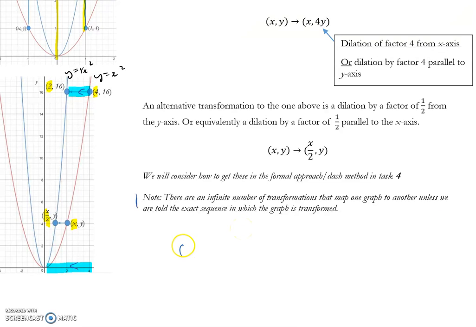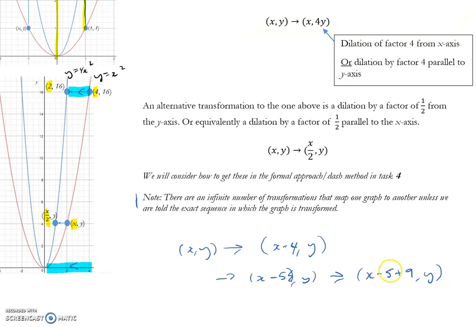If you think about it, any xy point that you're mapping to x plus 4, y, so 4 units to the right, you can do that in many different ways. You could go, okay, first I'm going to go 5 to the left, and then I'm going to go 9 to the right, and that's going to give me the same image. It's still going to transform 4 units to the right in total.